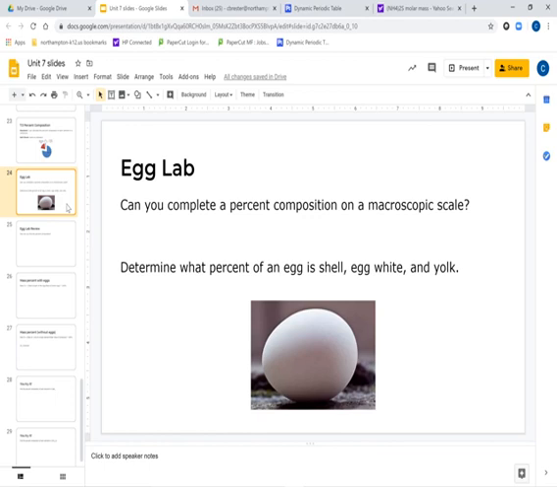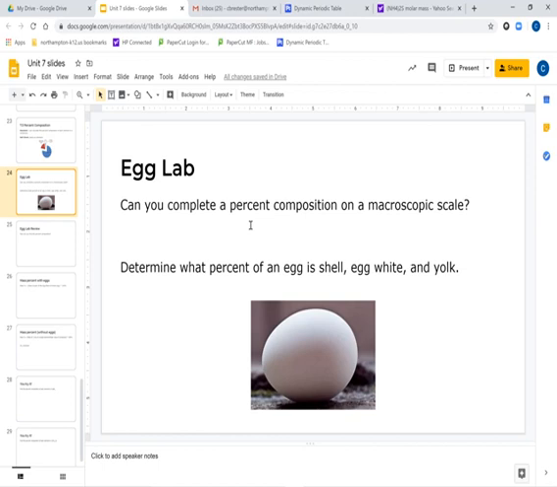First, I want to focus on the macroscopic scale. What I've done this week is you might have seen an optional egg lab, and if you haven't done it yet and you have the means to, I would suggest that you complete the egg lab before you move on with this video. What you are going to do is the percent composition calculations essentially on a macroscopic scale before we break it down to the microscopic scale and deal with elements, atoms, and molecules.